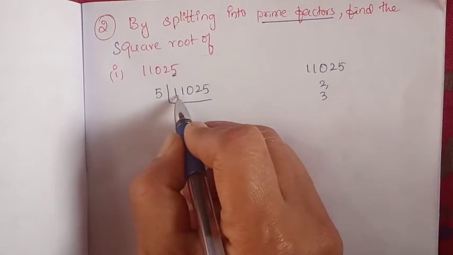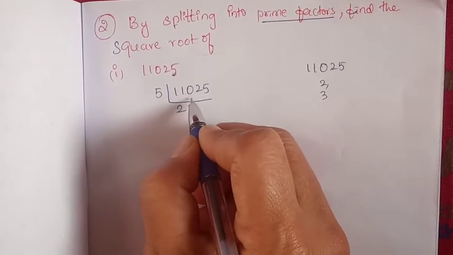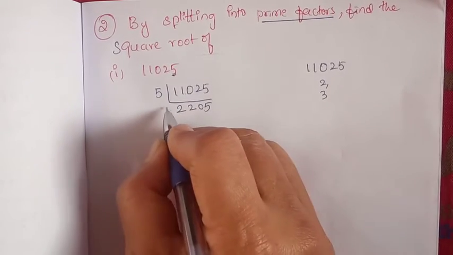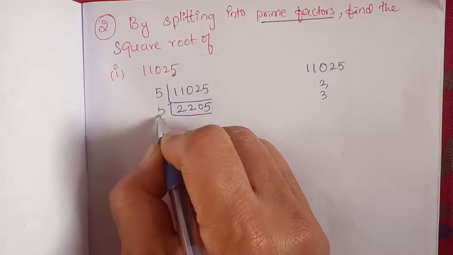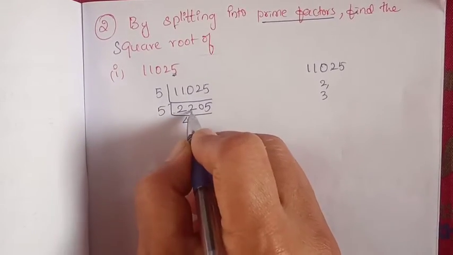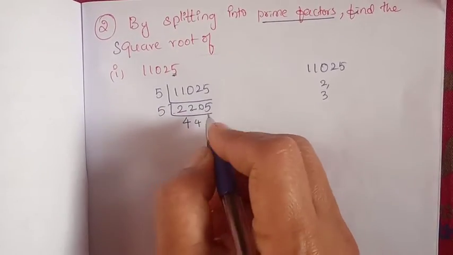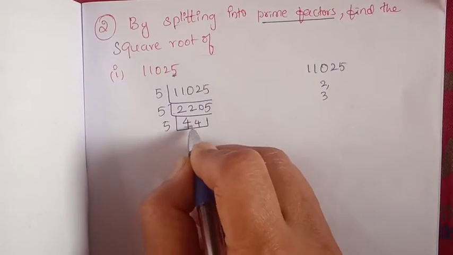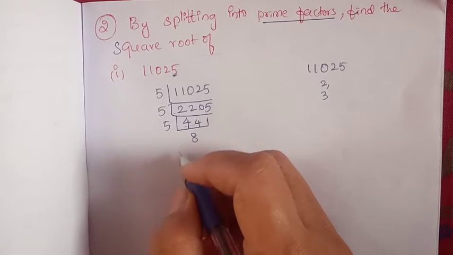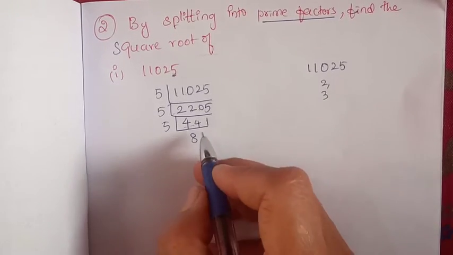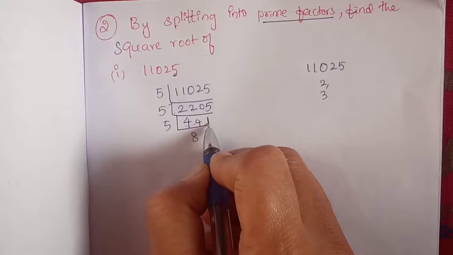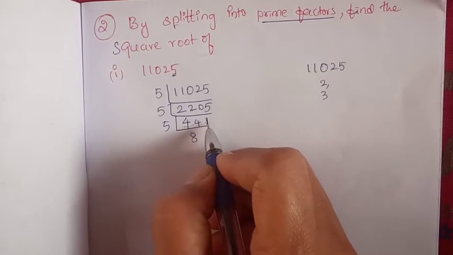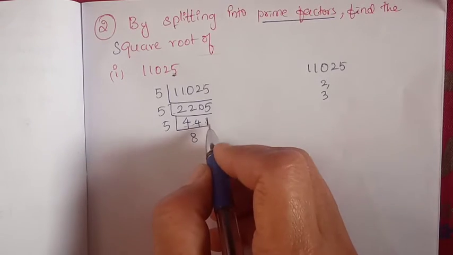5 2s are 10. 5 0s are 0, 5 5s are 25. Okay, next again 5 4s are 20, 5 1s are 5. Again 5 8s are... no, it is not possible because the units place is 1. As the units place is 1, we will check either 3 or 7.